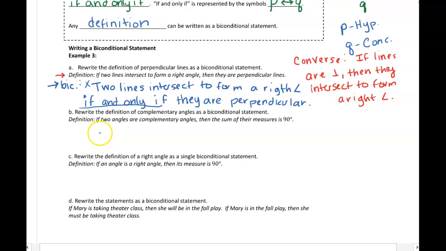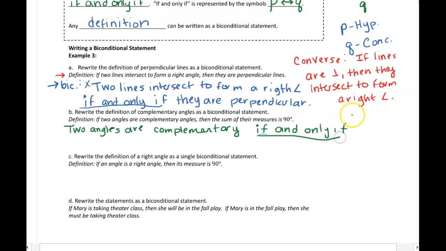Because both the conditional and the converse are true, I can write it as a biconditional statement, which says two angles are complementary. And then once again, here's the kicker, if and only if, those are the key words, if and only if they sum to 90 degrees. That is my biconditional statement.